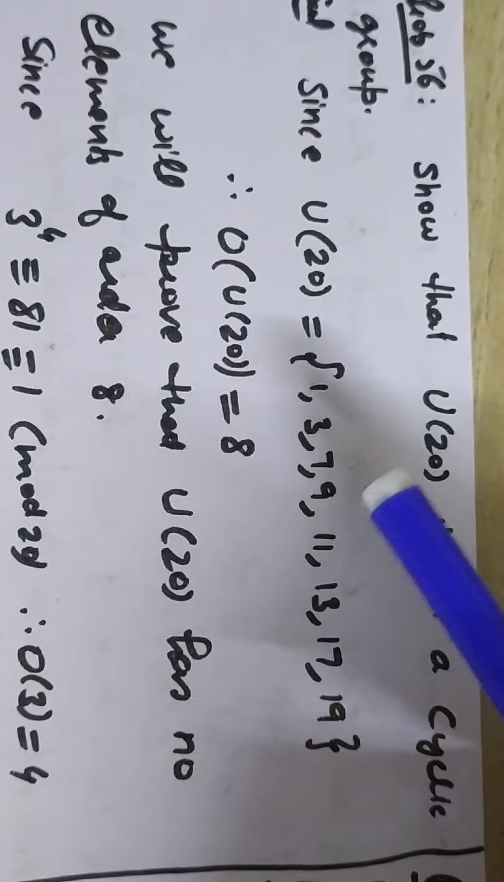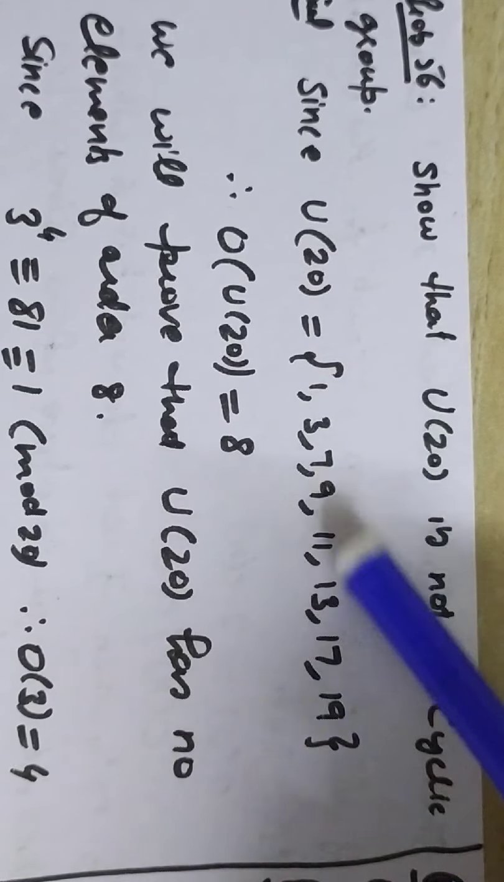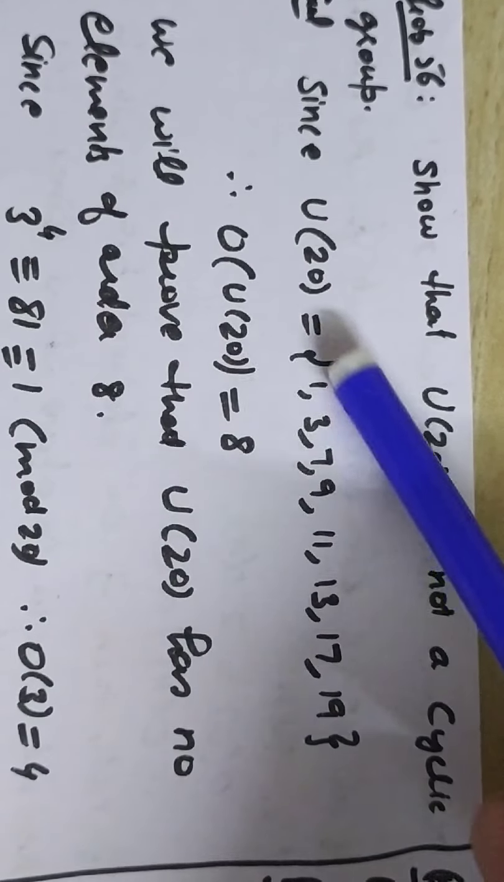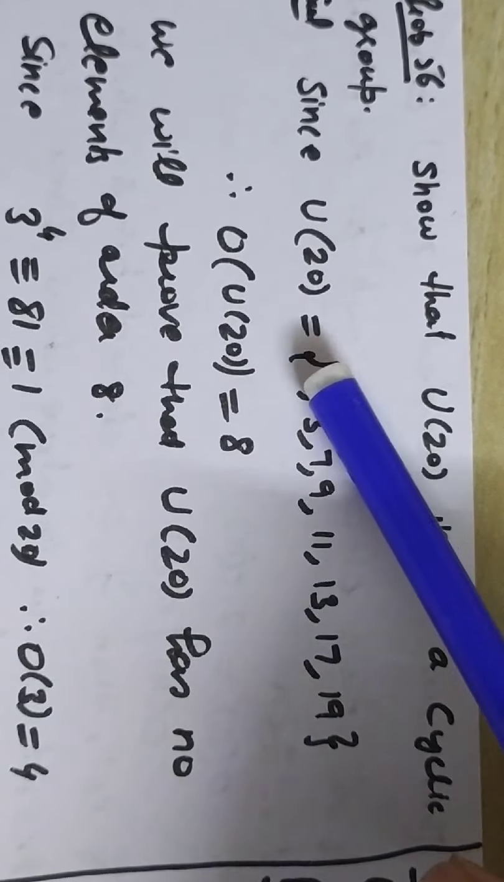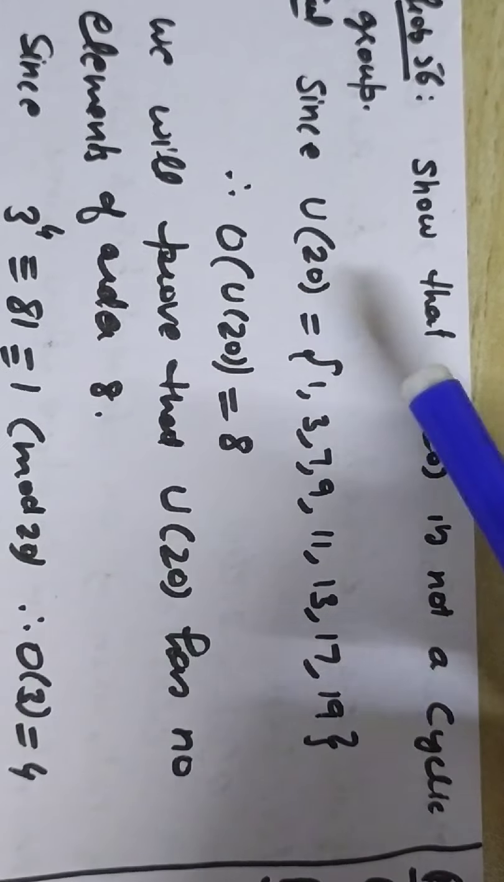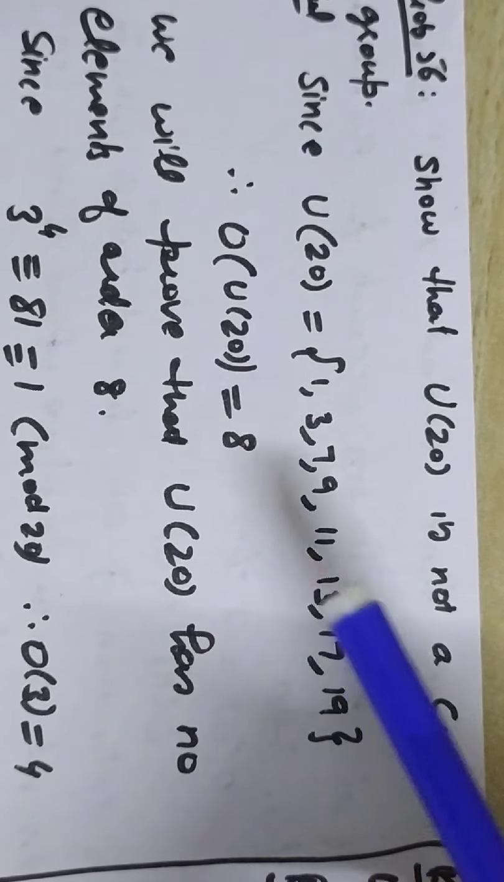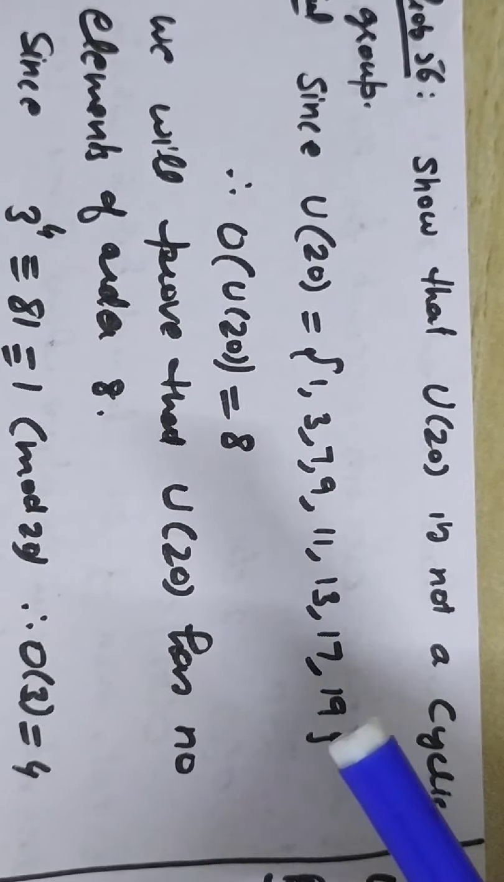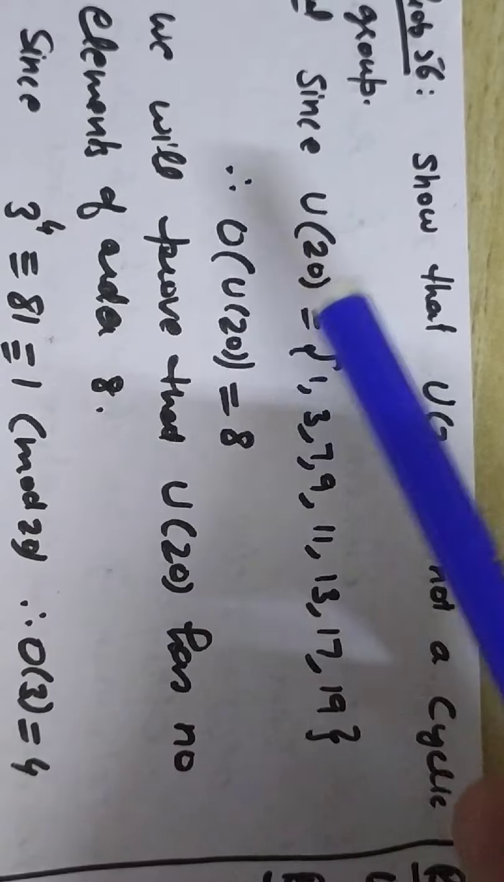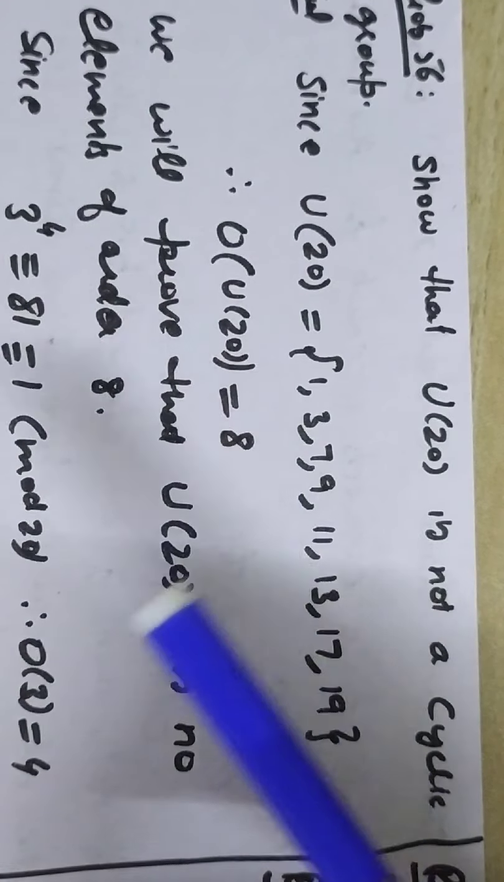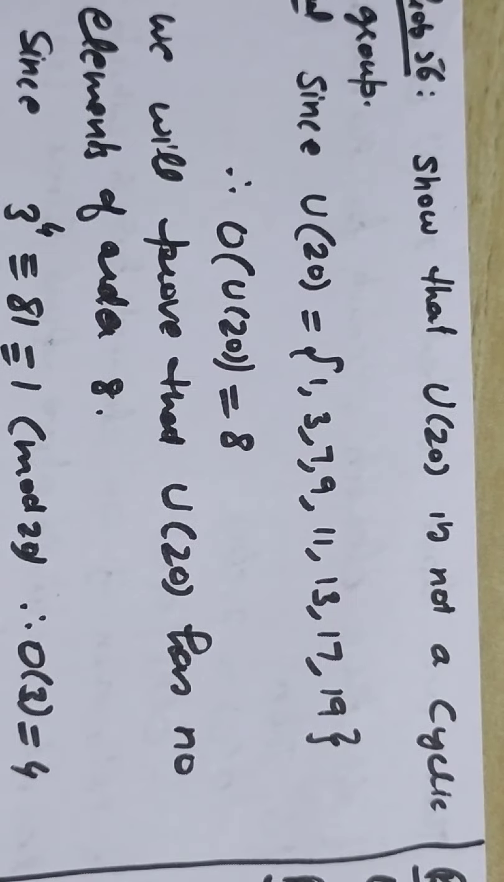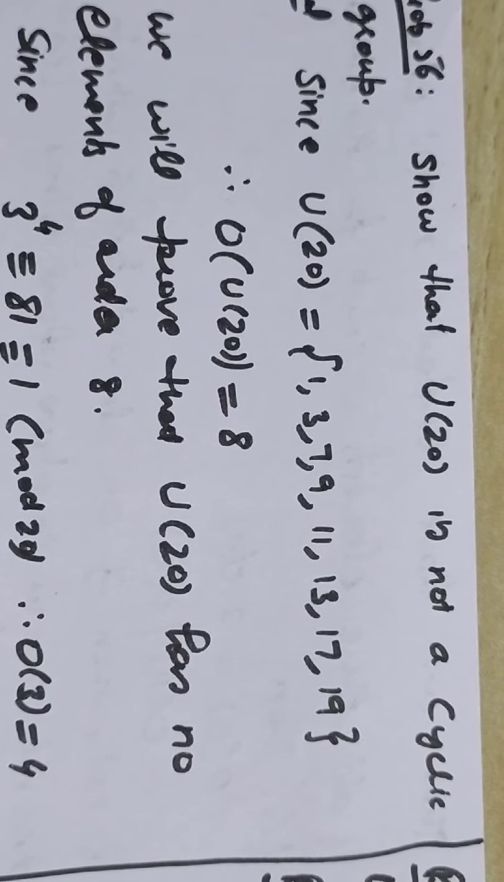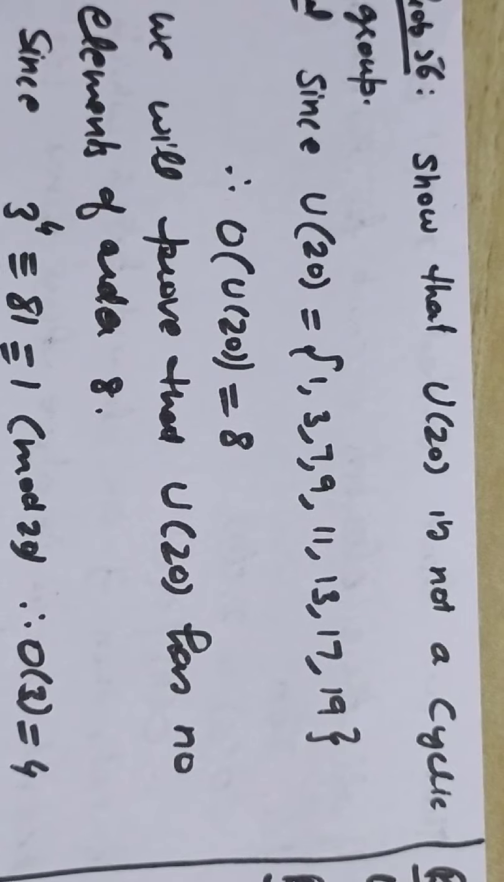So in this collection I obtain these 8 elements. All these elements, when taken with 20, will give me GCD as 1. And these are 8 elements. Therefore the order of U20 is 8. Now I will prove that U20 has no elements of order 8, because only if U20 has an element of order 8 will this group be a cyclic group.